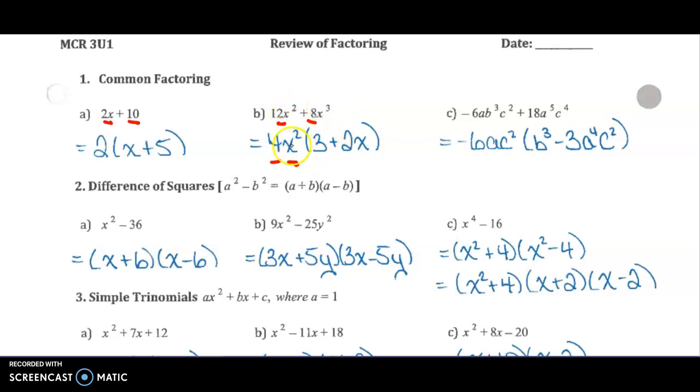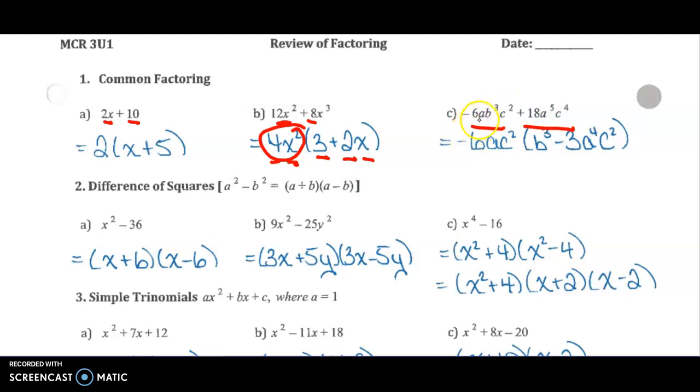And when I divide this by 4x squared, I can ask myself, if I had 4x squared here, what would I have to multiply that by to get 12x squared? And that would be 3. Okay, so 4 times 3 is 12. I already have my x squared, so I'm good. This one here, 8 divided by 4 leaves me the 2, and I still need another x, so I put an x there. So that is factored.